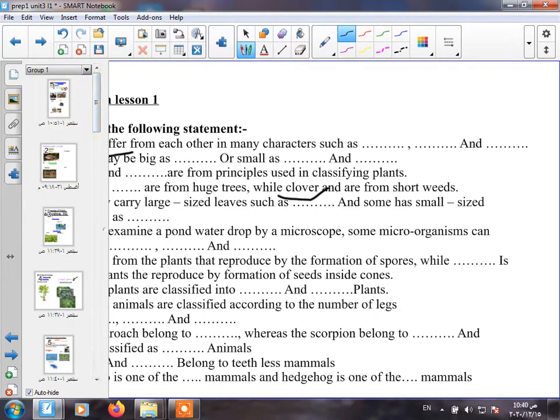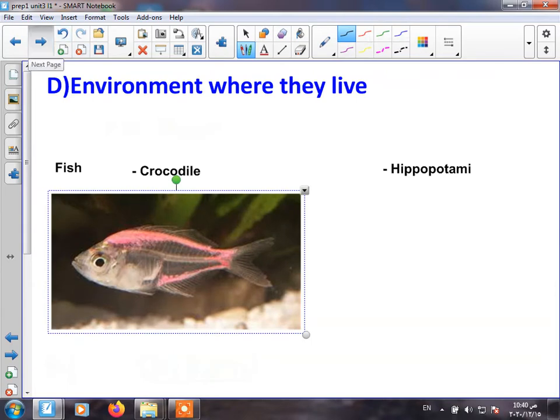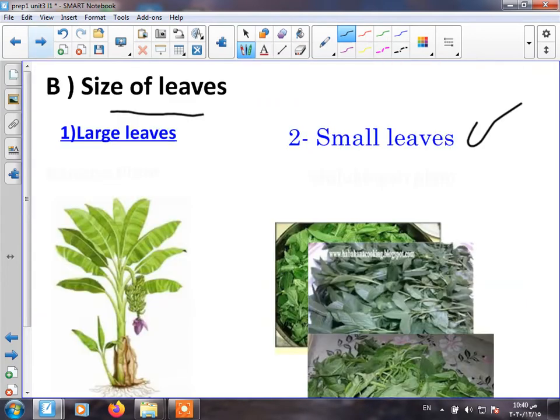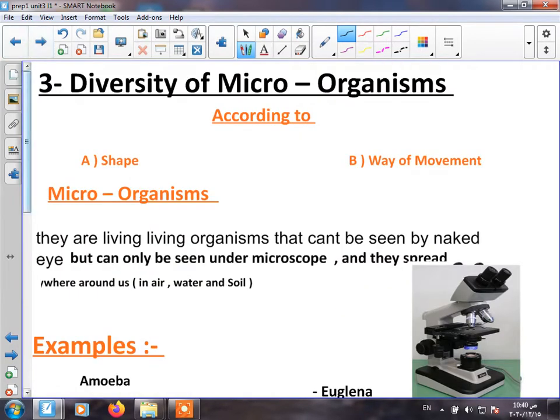Return back again. Diversity in living organisms which are called microorganisms. But first, what is meant by microorganisms? Microorganisms are living organisms. These living organisms can't be seen. We cannot see them by naked eye, but only under the microscope.